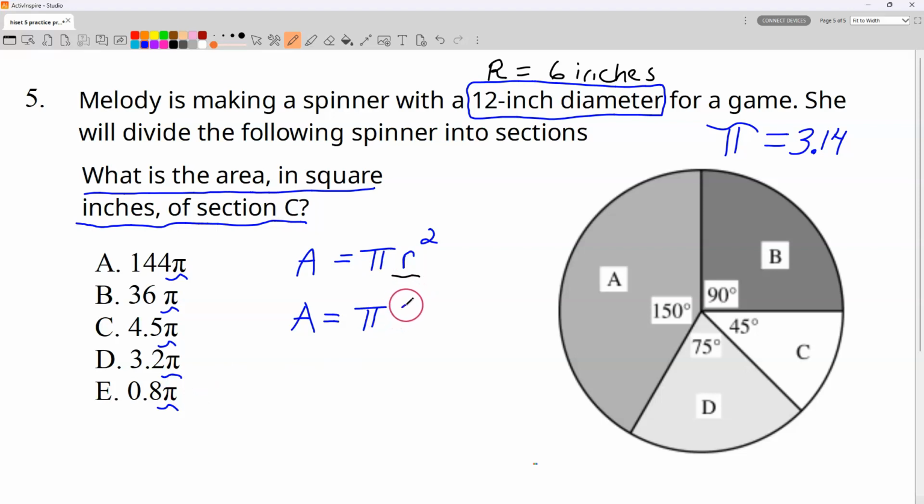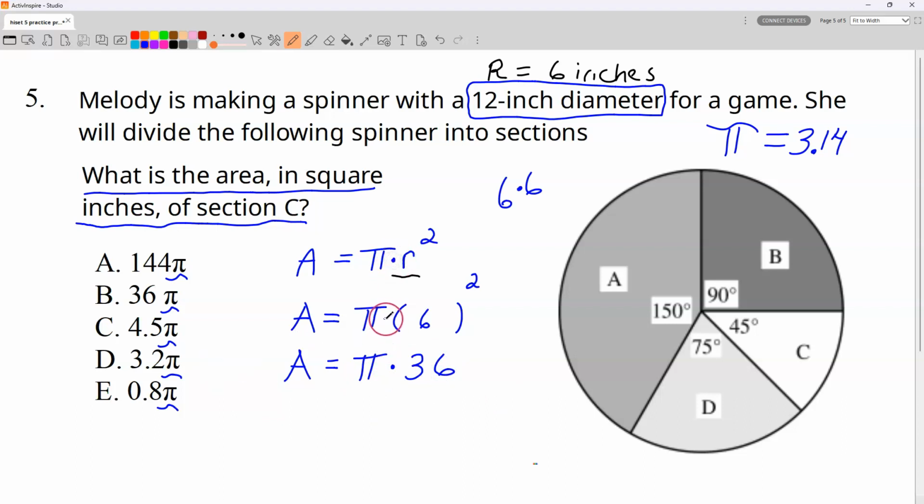So pi times the radius. So I need to replace the radius with something. It's 6. From up here, we figured that out. So the radius is 6 squared. So the area of the whole circle is, bring down your pi symbol, and hopefully you remember 6 squared means 6 times 6. Remember, exponents mean repeated multiplication. So I'm taking the 6 and multiplying it by itself 2 times. 6 times 6 is 36. So the area of the whole circle is pi times 36.